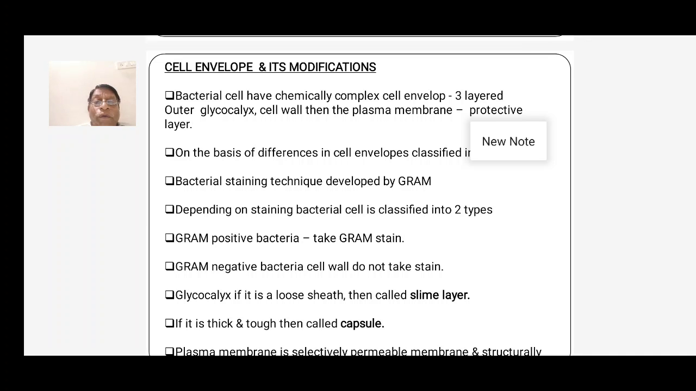If the glycocalyx is a thick layer and it is a tough layer, then it is called capsule. There is a difference between slime layer and capsule.